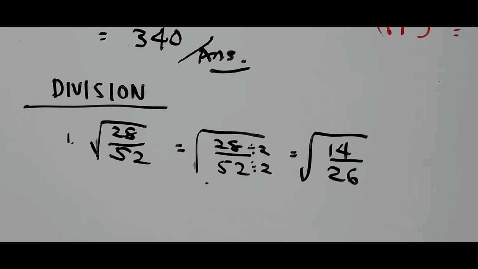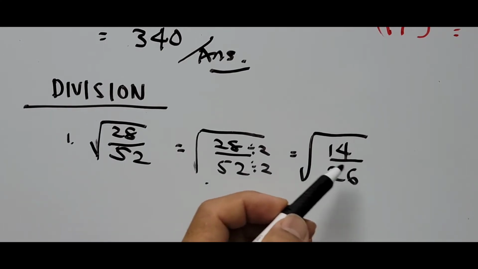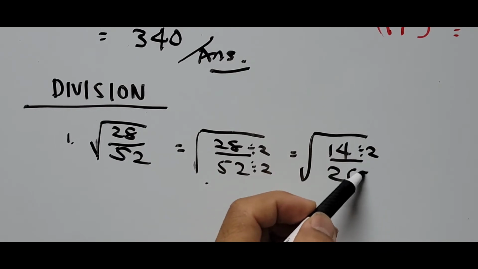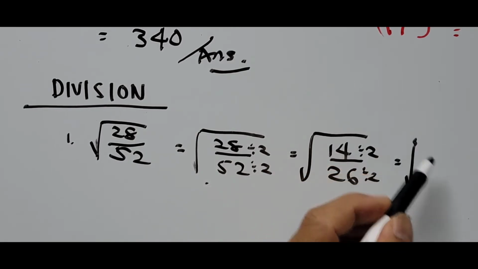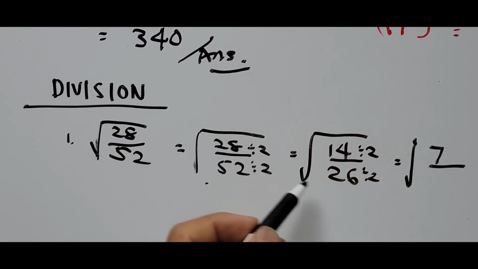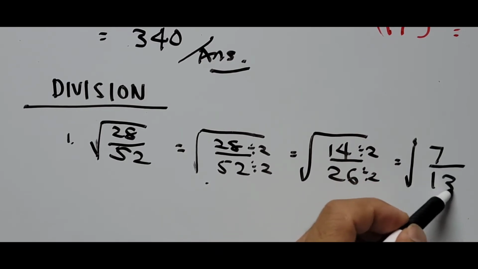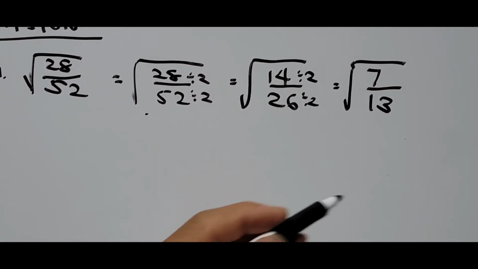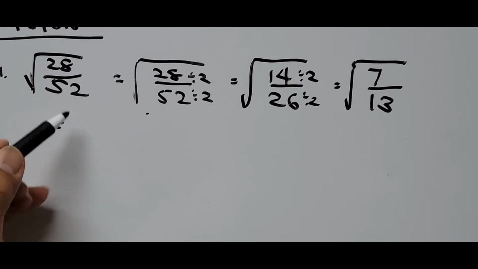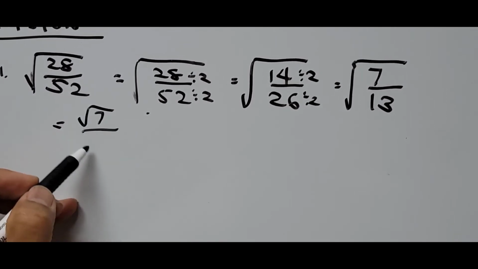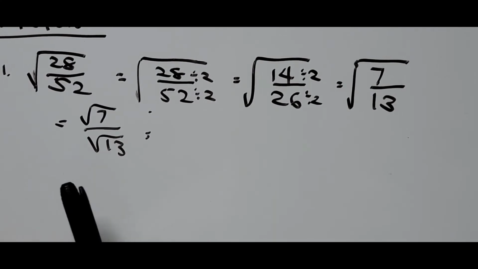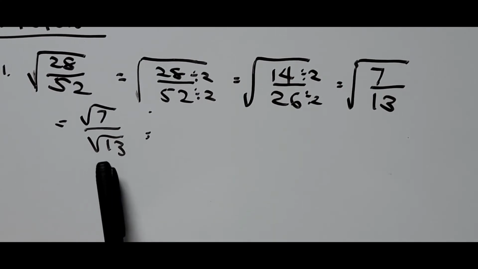And we can still reduce that one right there, by the way. So let's divide by 2 again, top and bottom. That will end up as 7 over 13. And that radical right there can be expressed the same way as square root of 7 divided by square root of 13. So now you have the radical on the bottom.